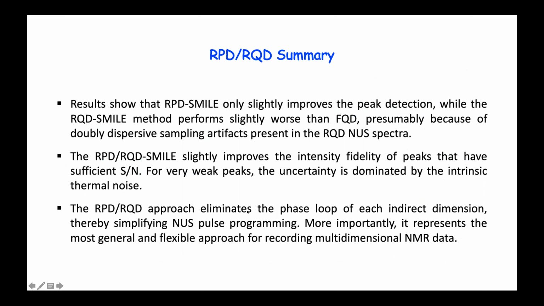And basically, that's a summary that I've already mentioned. Let's see. Yeah, RPD is a little bit better. RQD is actually slightly worse. So when you do echo anti-echo, I don't recommend you do the partial component approach, particularly if you have a baseline issue, okay?